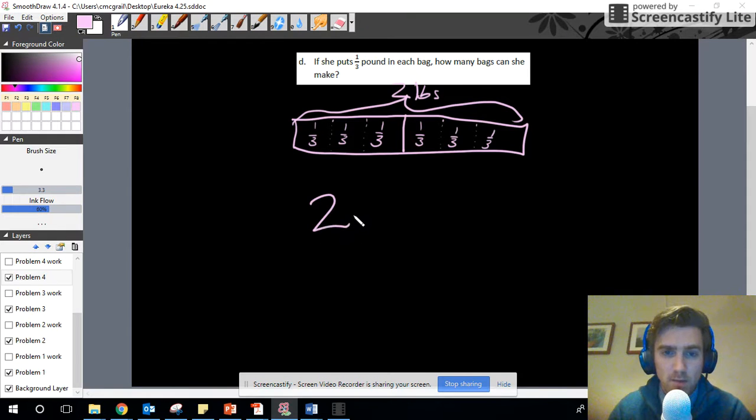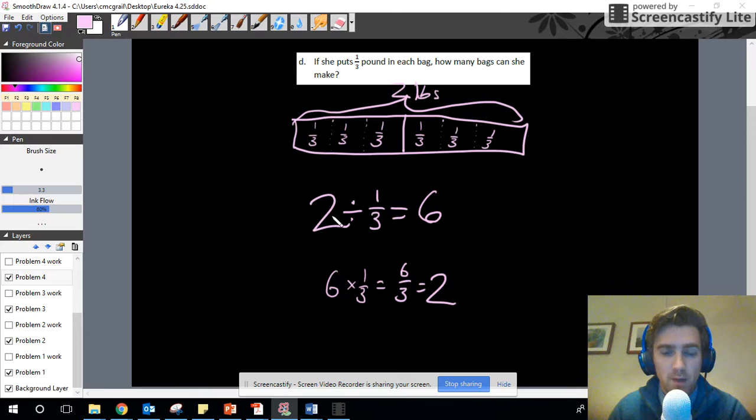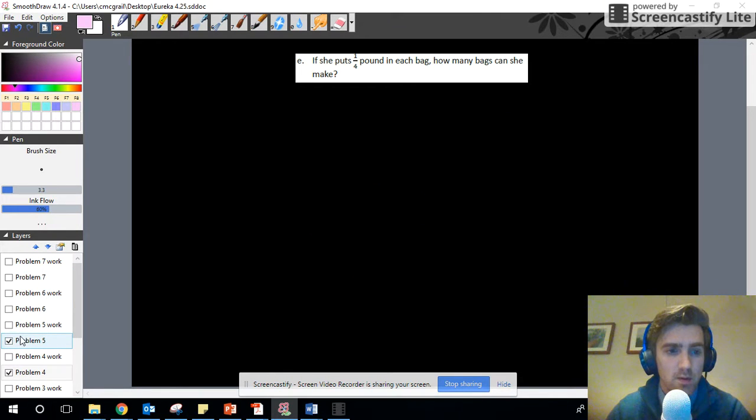So 2 pounds of pecans divided by 1/3 pound bags equals, we said, 6 bags. Let's check our work. 6 of these times 1/3 should equal 2. Let's see. 6/3 and 6 divided by 3 is in fact 2. So my math checks out. I'm starting to notice a pattern for what happens when I divide a number by a fraction. Let's apply this to just one more of Jenny's pecan bags and see if we can start to make a little bit more sense of this.